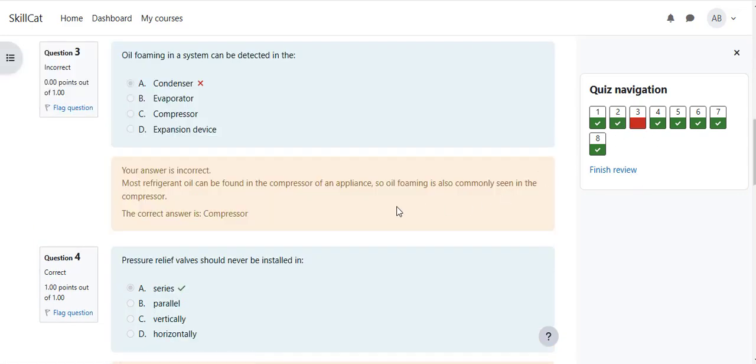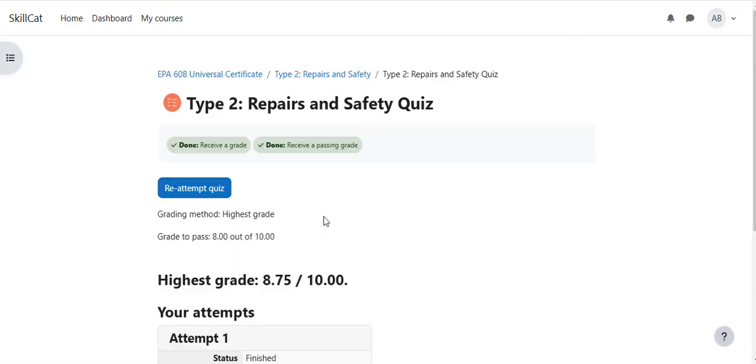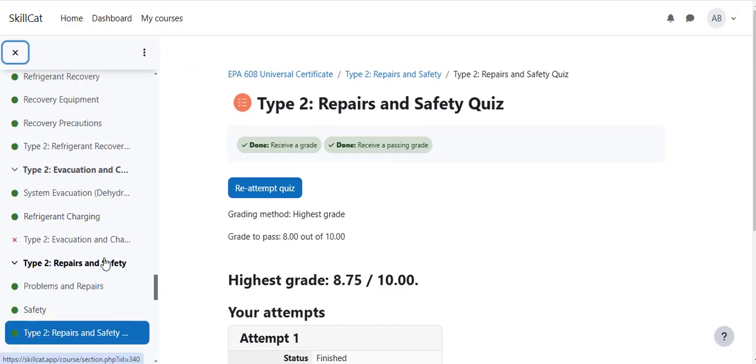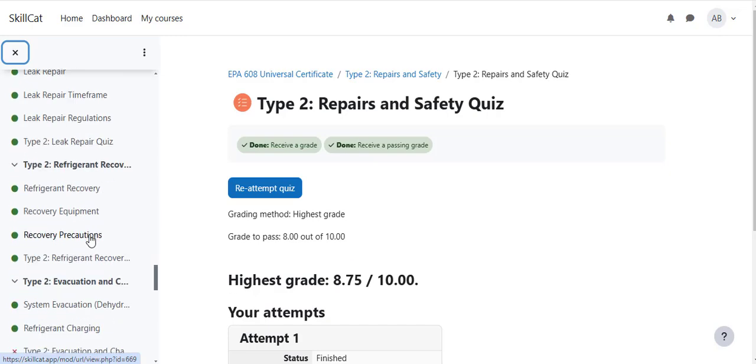Number 3 is wrong. Oil foaming in a system can be detected in the compressor. Sorry, compressor, not condenser, compressor. Okay, so now we finish this Type 2.